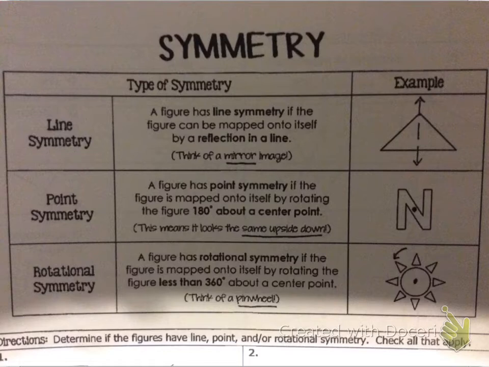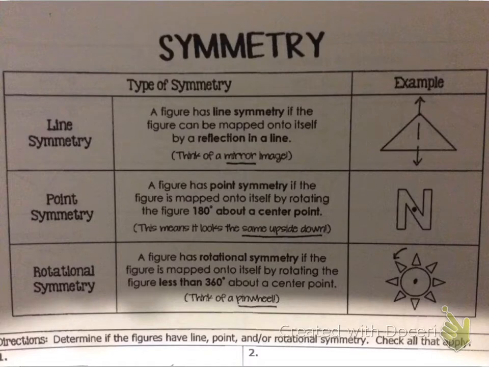We have line symmetry. A figure that has line symmetry can be mapped onto itself by reflection over a line. Like when you did the quadratic formula and you did these little parabolas and you were finding the line of symmetry, that for Algebra 1, that was line symmetry. But in geometry, we can always do a little bit more. We can have point symmetry.